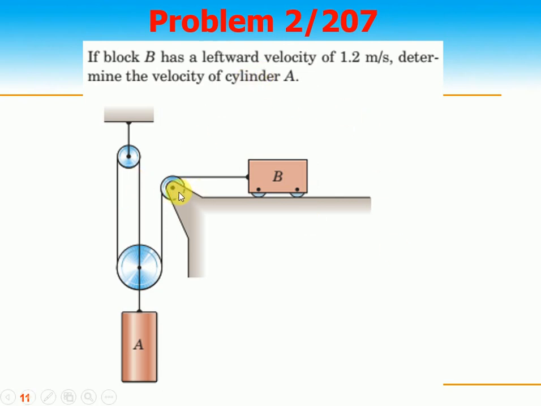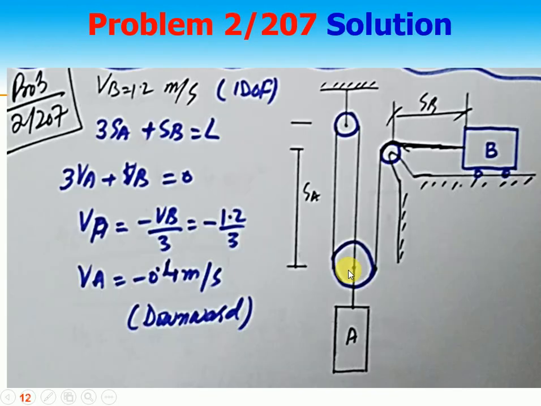So dear students, you can really see that this length, I can take one of these lengths 3 times and this length 1 time, and then I write the equation. You see, let's see, I make this one SB, and I say, because this pulley cannot move beyond it, this is SA. So 3SA plus SB is equal to, I take the derivative, 3VA plus VB is equal to 0. From here, VA is equal to minus VB by 3.